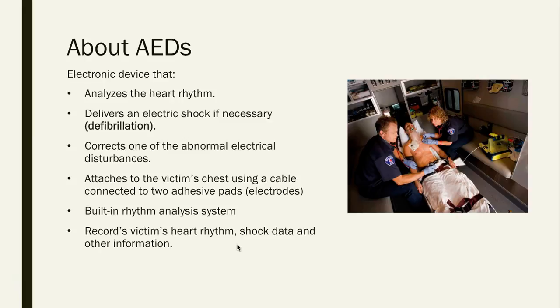There are 2 pads, those electrodes, that attach to the victim's chest. If you look on those pads, it actually shows you pictures of exactly where you should place them. One goes to the left of the heart, and then one goes on the right side of the body. It also has a built-in rhythm analysis system, so it can read the heart rhythm and tell you whether the heart actually needs a shock or not.